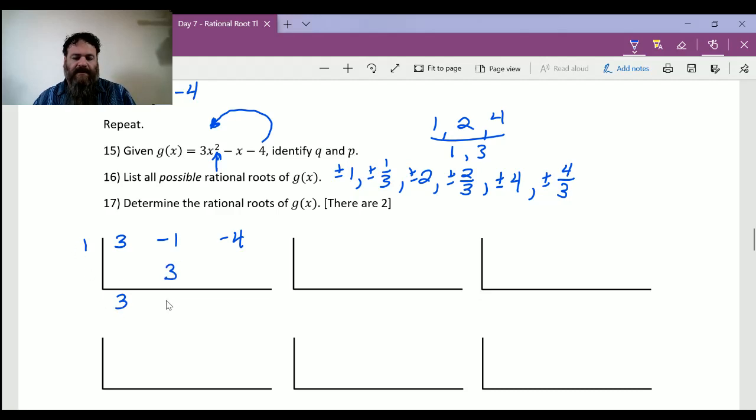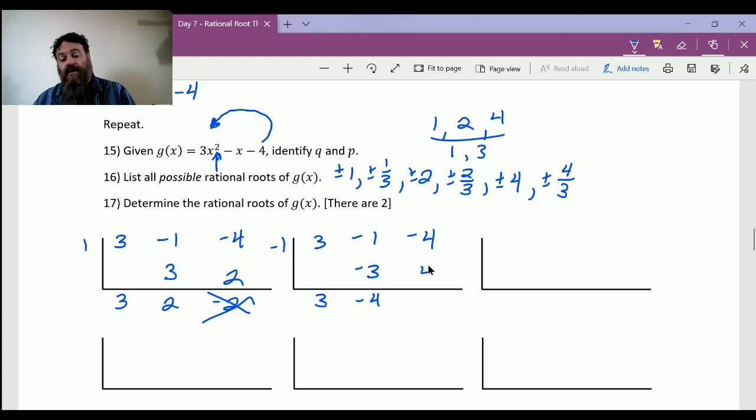let's see, that is not going to work. So no, that didn't pan out. Fortunately, we have a whole bunch of them here. We do -1. Bring down 3. 3 times -1 is -3. Add those together, you've got -4. And there's our 4. So we have found that -1 is going to be one of our roots.